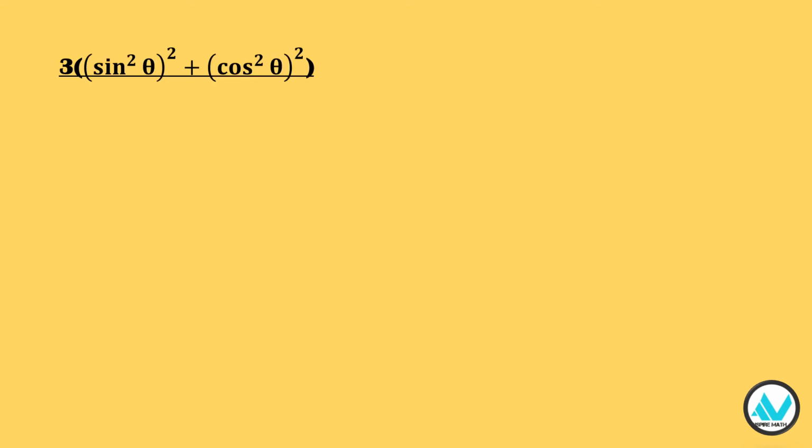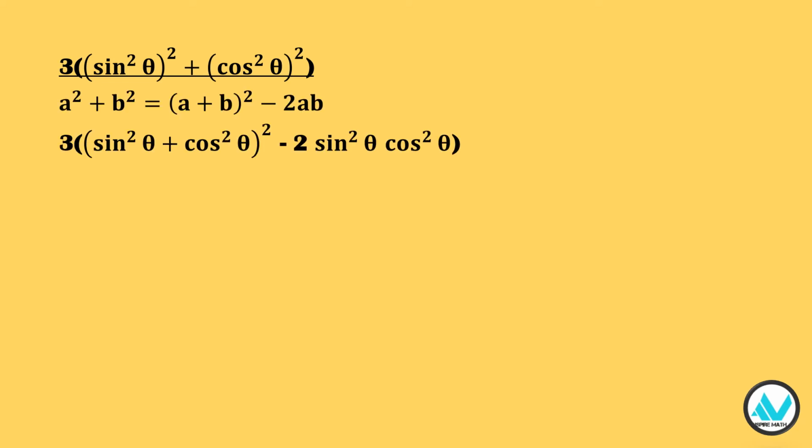Now let us take the next term, that is 3 into (sin square theta the whole square plus cos square theta the whole square). Now I can apply the formula a square plus b square equal to (a plus b) the whole square minus 2ab. Here a is nothing but sin square theta and b is nothing but cos square theta. So 3 into ((sin square theta plus cos square theta) the whole square minus 2 sin square theta cos square theta). Now here, in place of sin square theta plus cos square theta, I can use the identity 1. So 1 square is nothing but 1. That's what I've written here. So 3 into (1 minus 2 sin square theta cos square theta).